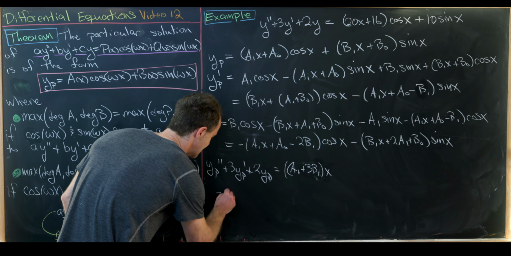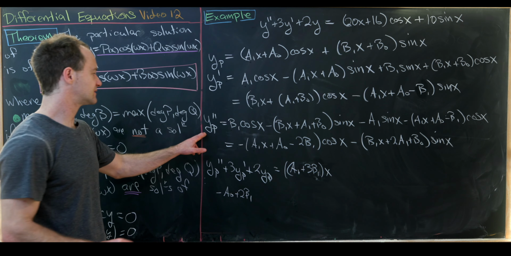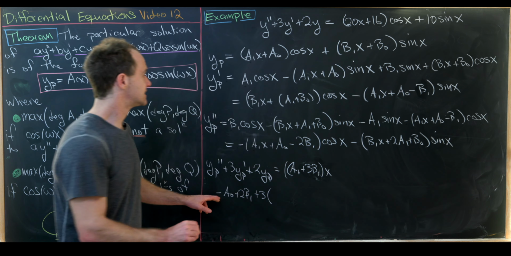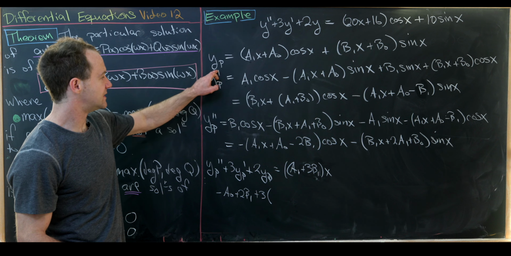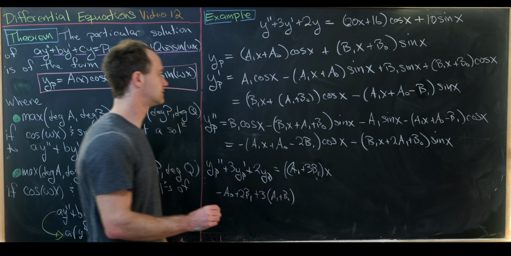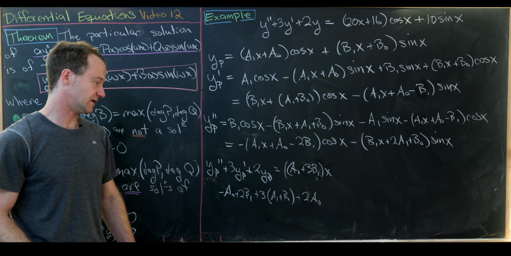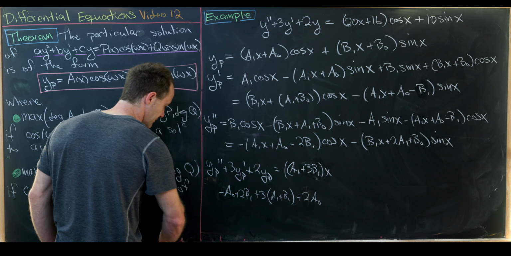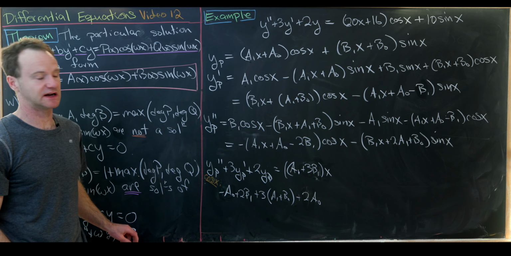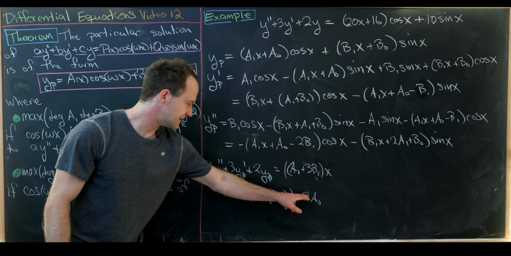So we'll have minus a naught plus 2b1. So that comes from our yp double prime, and then plus 3 times the coefficient from yp prime, so that's going to be a1 plus b0, and then plus 2 times a naught from the 2yp. Okay, and then let's just remember that this is the coefficient of cosine of x, not x cos x, but cosine of x. So let's see, this a naught and this 2a naught will cancel down to just an a naught.